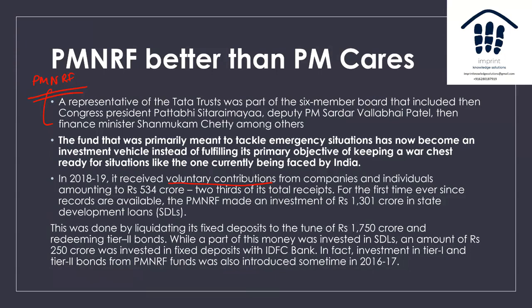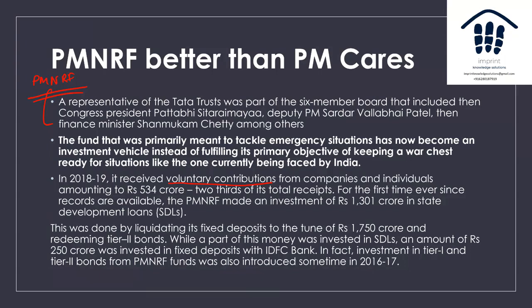Now, I think because of that, the PMNRF has already invested, so it didn't have any free money, and that might be another reason that PM cares has been used. Okay, so just to go through it. So in 2018, it received voluntary contributions from companies and individuals amounting to rupees 534 crores, 2/3 of the total receipts for the first time ever since the records were available.